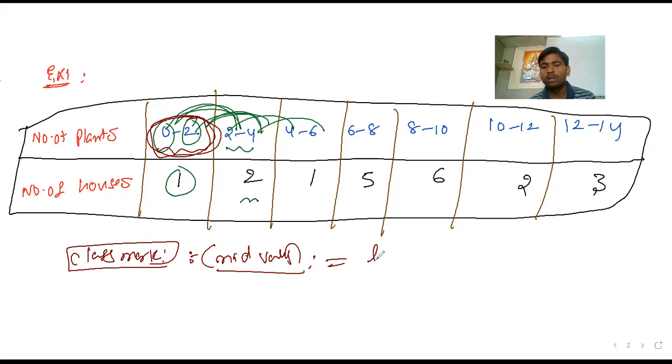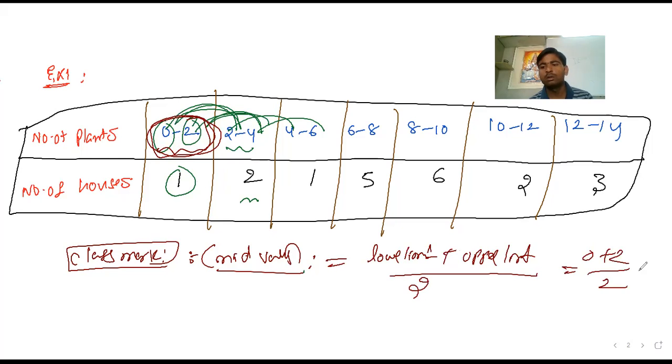We get it as lower limit plus upper limit by 2. For example, 0 plus 2 by 2, the answer is 2 by 2, which is 1. In the second case, lower limit 2 and upper limit 4: 2 plus 4 is 6, 6 by 2, the answer is 3. Like this, you can write the class mark.